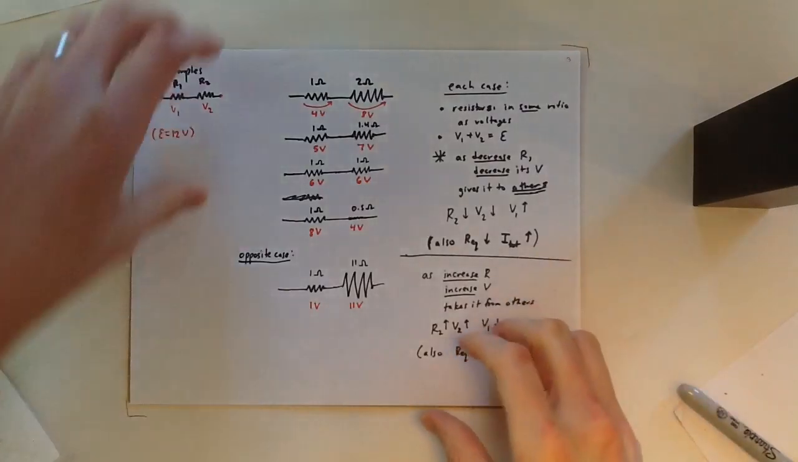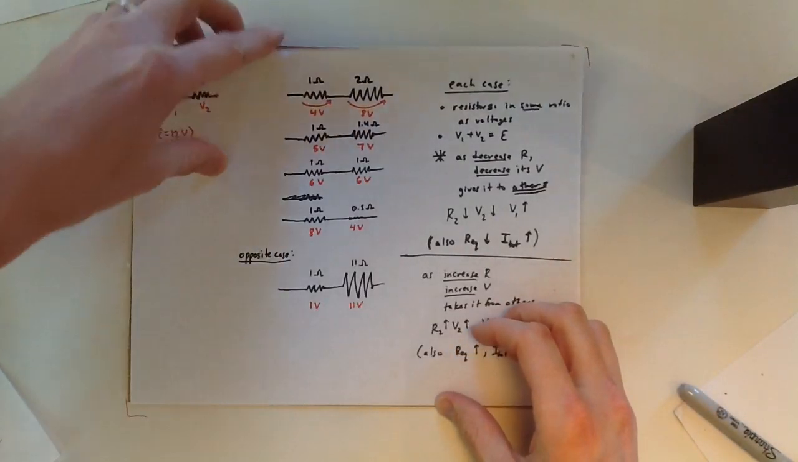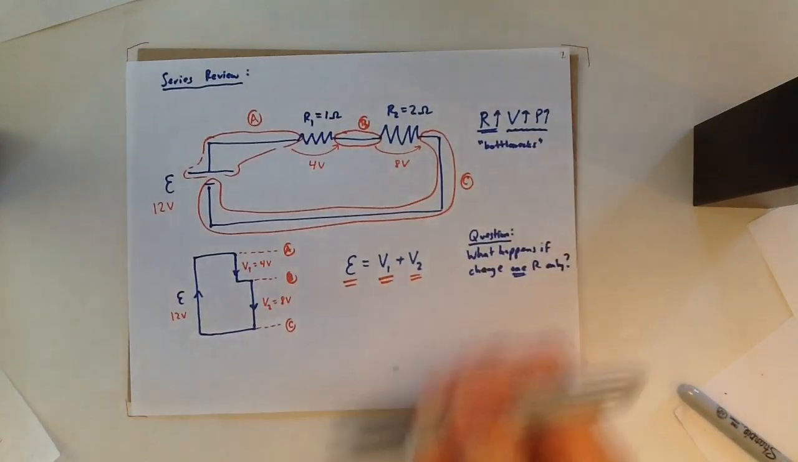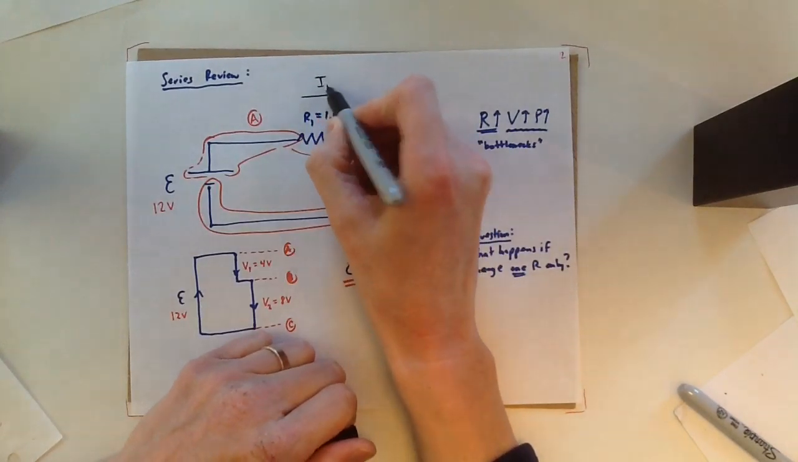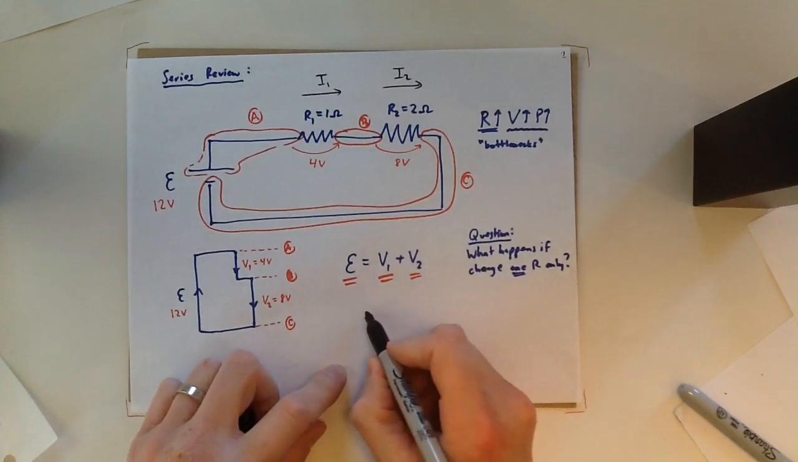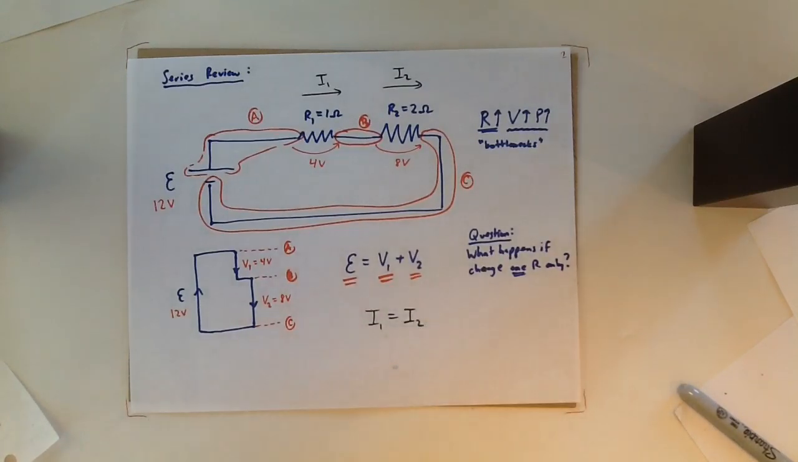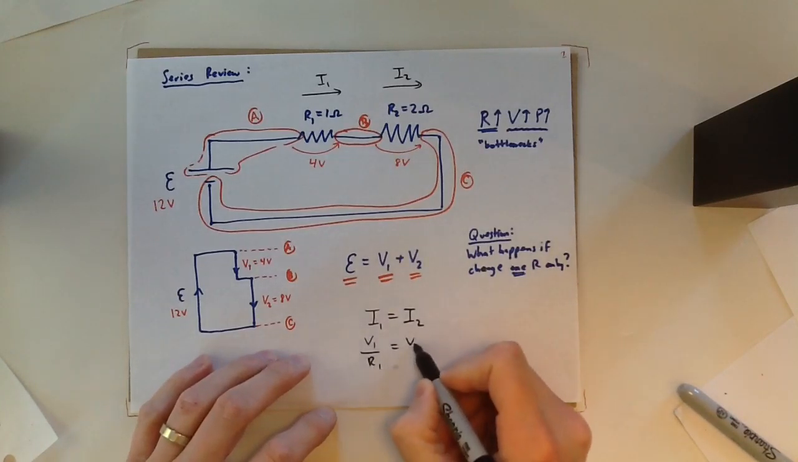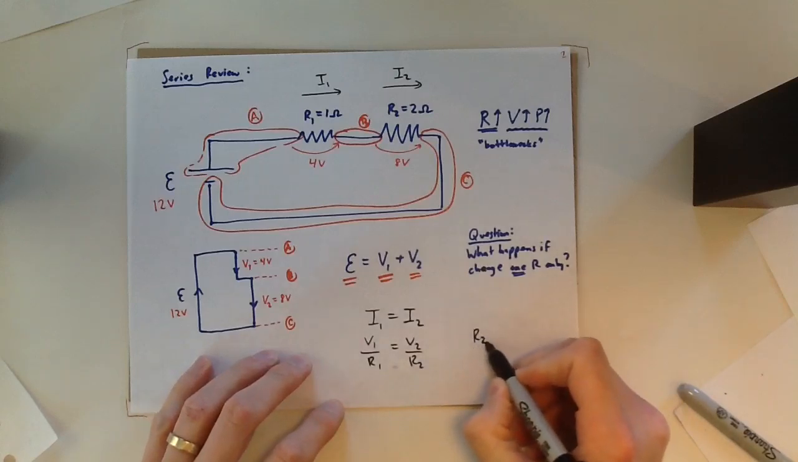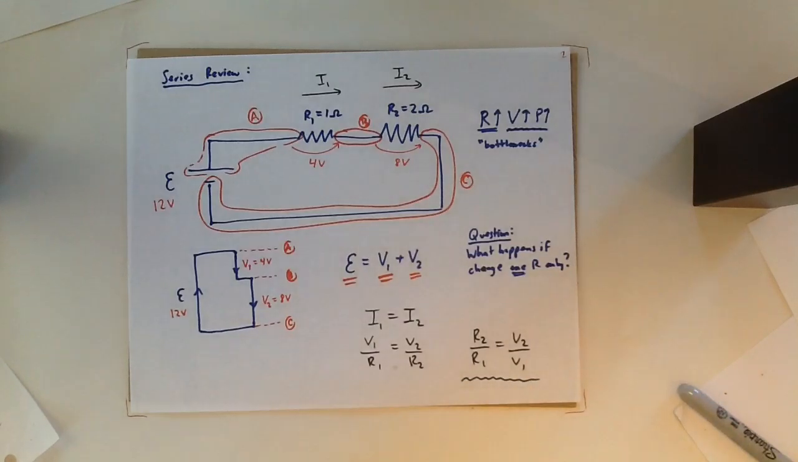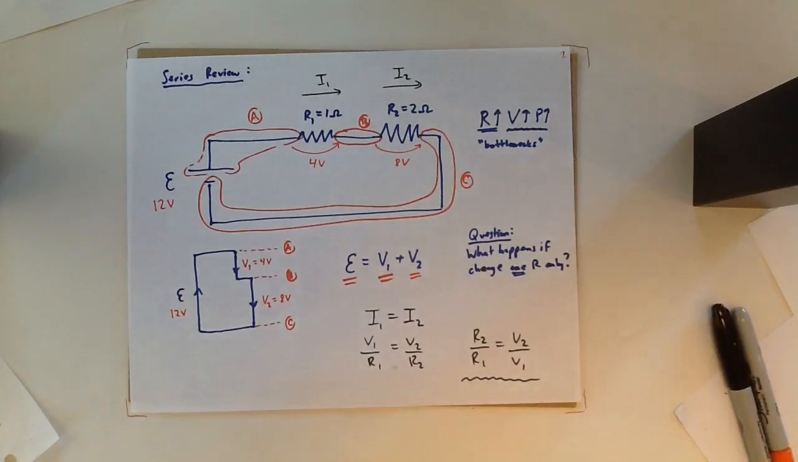Now one thing I forgot to mention on the previous page, so let me go back there for a moment. If you remember in series, the currents are the same, and so if we say I1 equals I2, there is only one current in a series circuit. If we plug in Ohm's law here, V1 over R1, V2 over R2, you can cross multiply this and get this statement. So this statement is kind of useful and informative at least for a 2 resistor circuit.